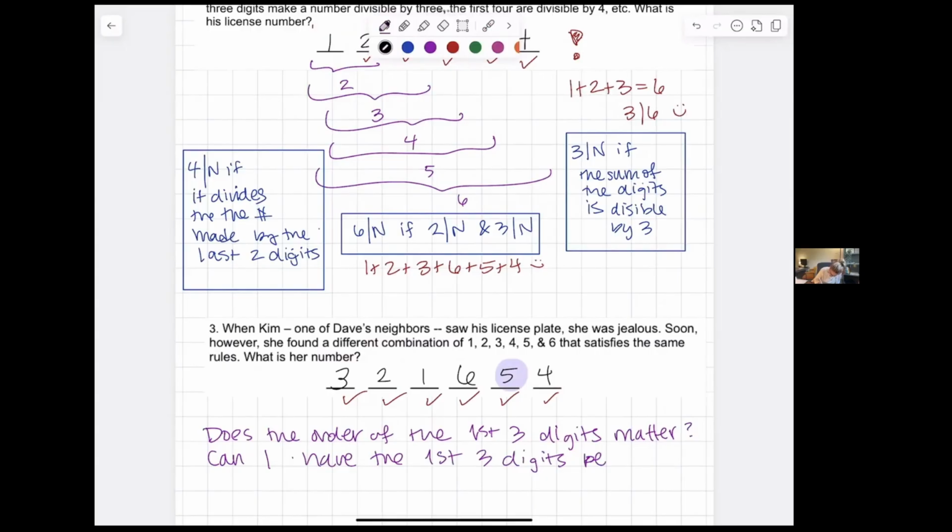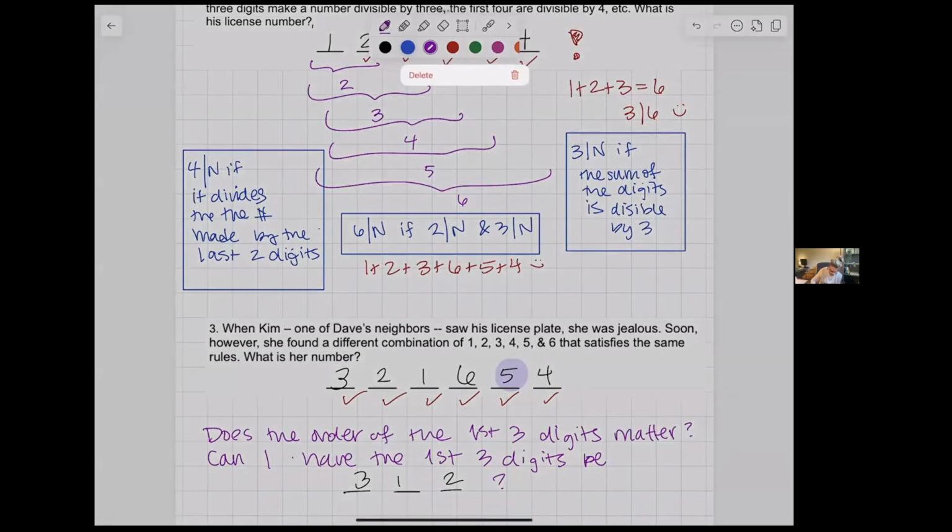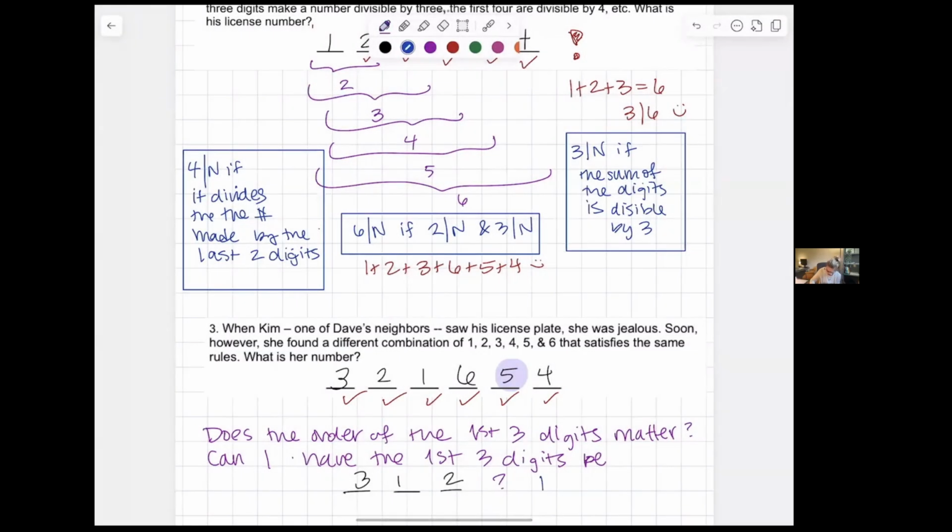Can I have my first three digits look like 3, 1, 2? Ah, the two matters, right? So I do have to be a little bit careful. I think Russell might have already seen what I was asking here. So these will have the same sum. This still will be divisible by three, but we notice that the divisibility by two condition will no longer work, right? So the answer to this question is definitely no. This two has to stay in the middle.